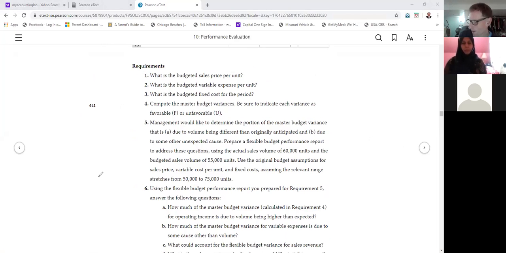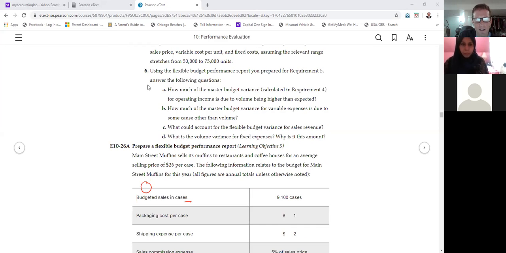is you can then go back and see if some of these questions make sense, like on number 6, it says, using the flexible budget performance report you prepared for requirement 5, answer the following questions. And then, of course, I keep changing my mouse so I can scroll down. All right. You can then try to go back and figure out what the answers to part 6 are.